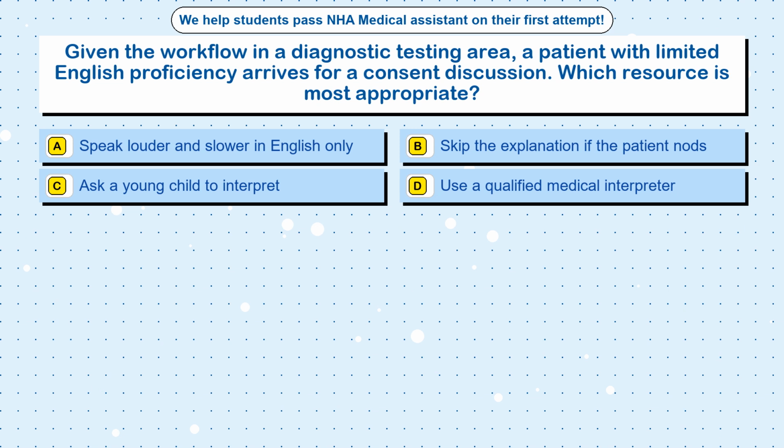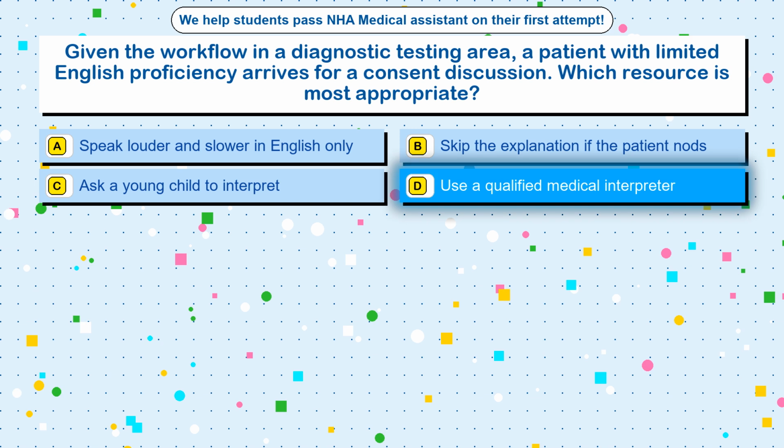Question 49. Given the workflow in a diagnostic testing area, a patient with limited English proficiency arrives for a consent discussion. Which resource is most appropriate? Option A, speak louder and slower in English only. Option B, skip the explanation if the patient nods. Option C, ask a young child to interpret. Option D, use a qualified medical interpreter. The correct answer is option D, use a qualified medical interpreter.